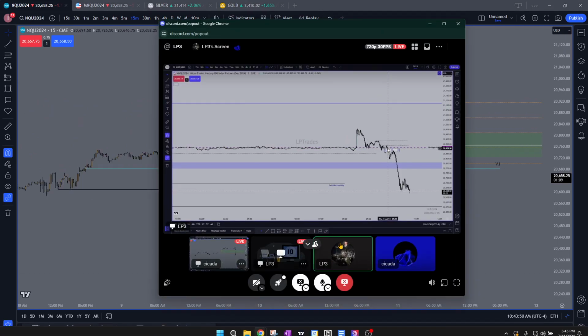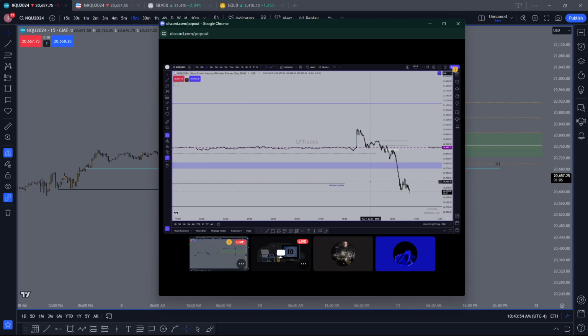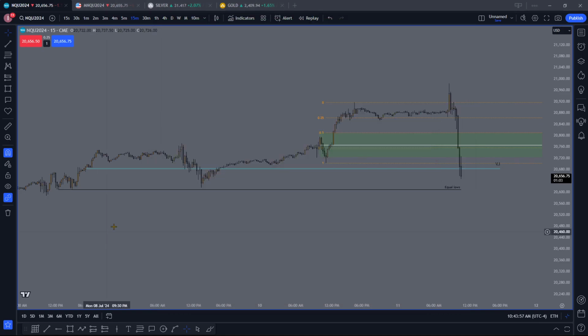But yeah, what I'm saying is I wanted to see some manipulation before going there. So that's why I decided to just take the long. I just wanted to trade. So that's the loss.